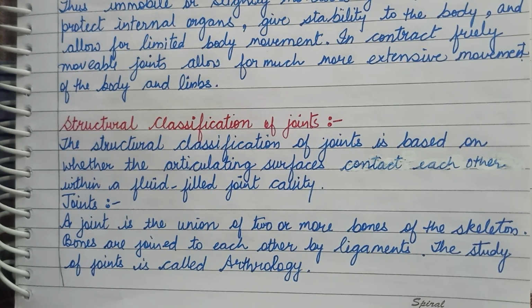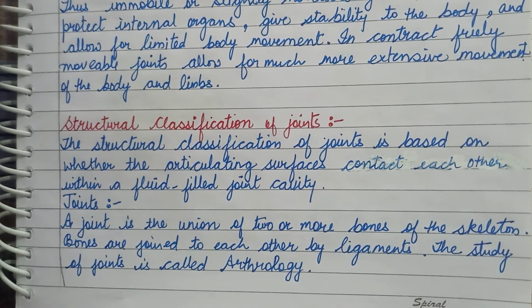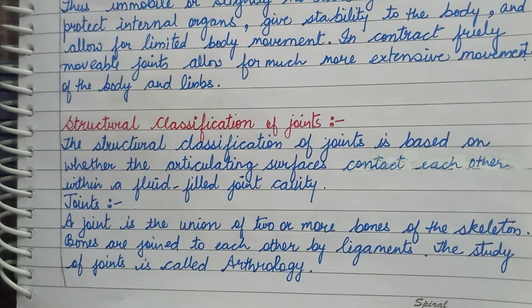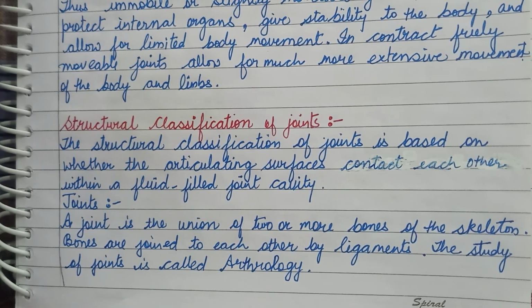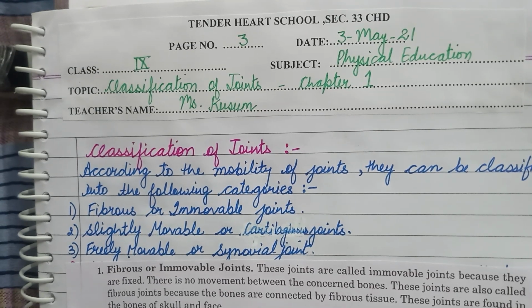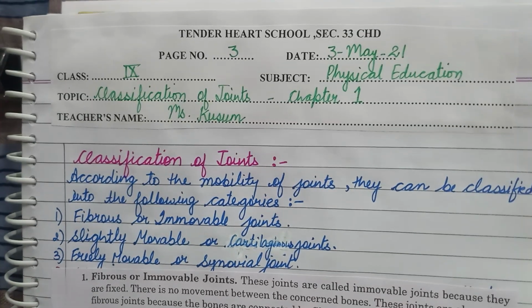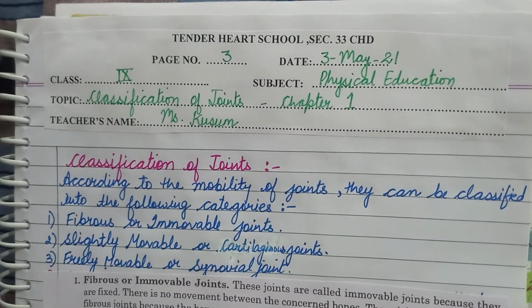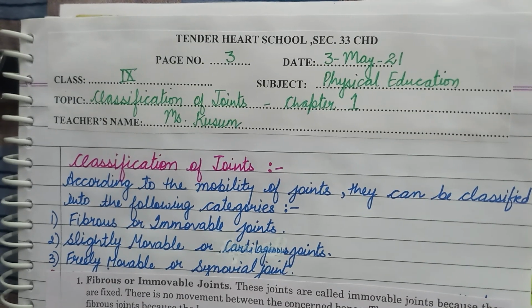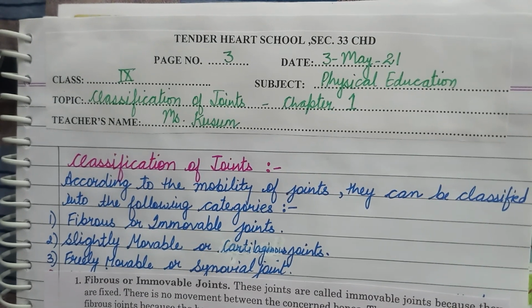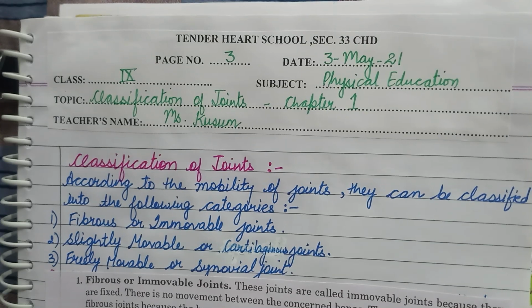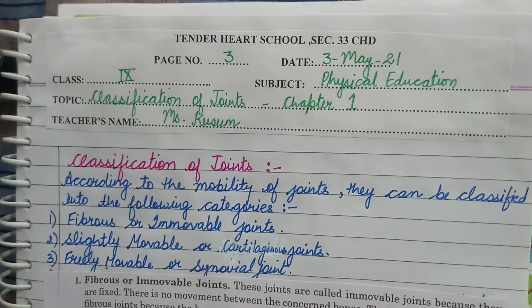Joints. A joint is the union of two or more bones of the skeleton. Bones are joined to each other by ligaments. The study of joints is called arthrology. Classification of joints. According to the mobility of joints, they can be classified into the following categories. First, fibrous or immovable joints. Second, slightly movable or cartilaginous joints. Third, freely movable or synovial joints.